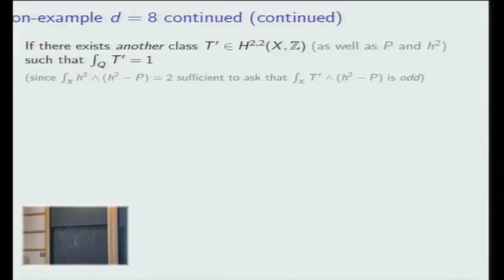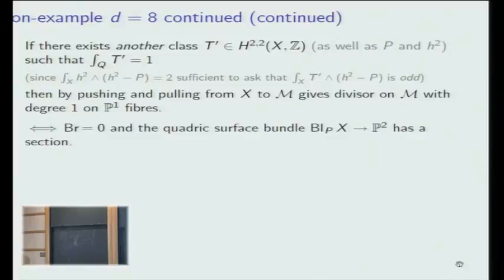So sometimes there's another class whose integral over the quadric is 1. So it intersects each quadric fiber once, more or less, you should think of. So remember that quadric was h squared minus p. It was the cubic, yes, the P3, the linear section of the cubic minus the plane. So that was this condition here. So anyway, you can ignore that. So if there is this class which intersects each quadric fiber in 1, then by pushing and pulling you end up getting a divisor on the moduli space which has degree 1 on each fiber. So that's when the Brauer class vanishes.